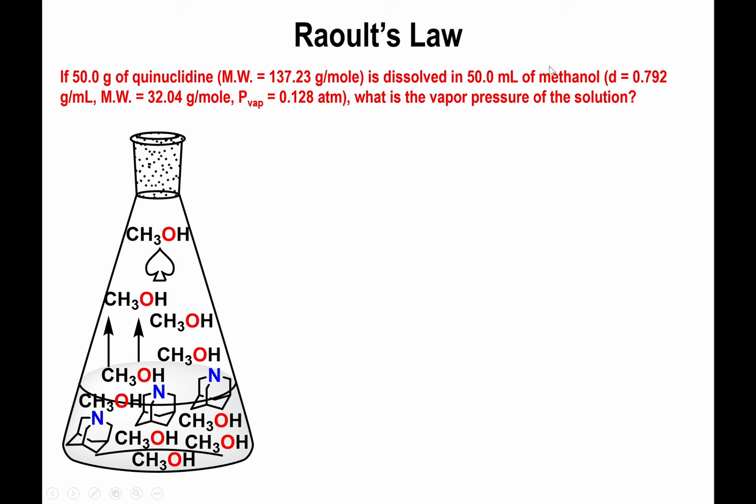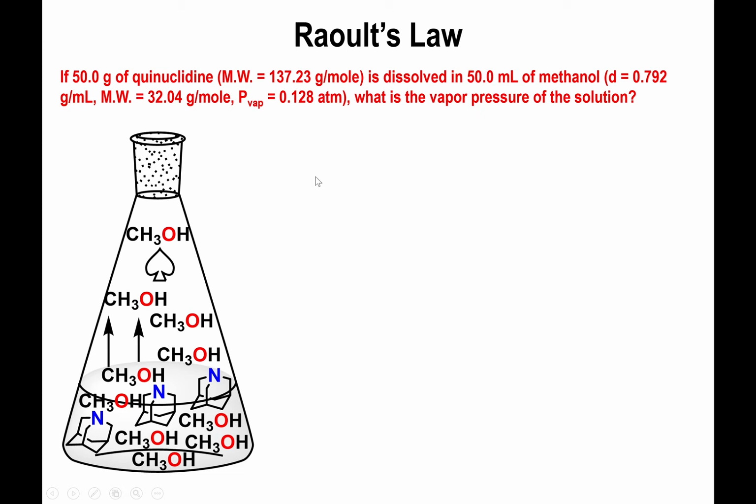solvent. And notice here that we have methanol, we have the information of the density, the molar weight, and we also have the vapor pressure of methanol, implying that that's the solvent. And right here we have 50 grams of quinacridine and the molecular weight is given right here.